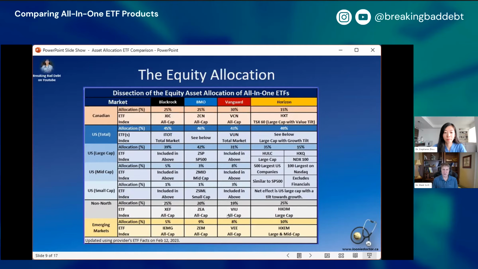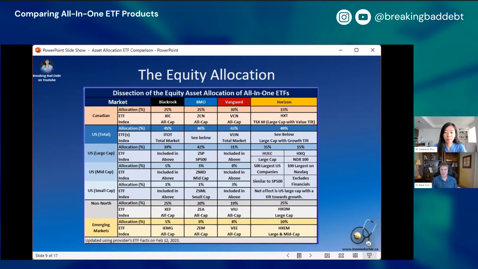So all of these different ETFs provide a lot of diversification around the world. And if you add up the number of companies held, it's many companies regardless. But there are some differences in how the Horizon products have that value. They have a bit more of a growth tilt and a bit more of a large cap tilt, which is not what you would want if you're looking at factor investing.